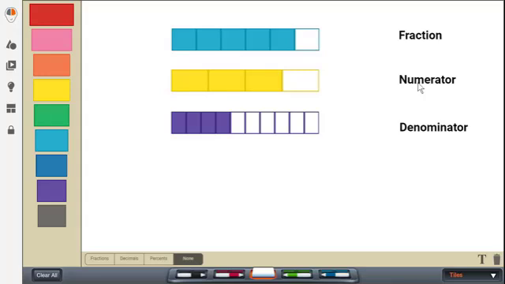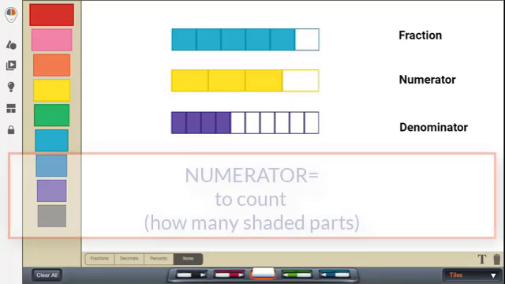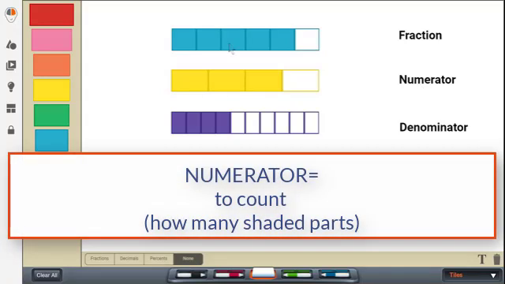The next word we tackle is numerator. Now the numerator, it means to count or to number, and so it's telling us how many parts we have, the shaded area, what's going on here, what's telling us the rest of the story, how many parts are shaded, how many are we working with. So these are really important concepts.